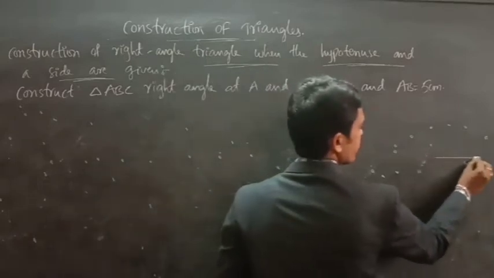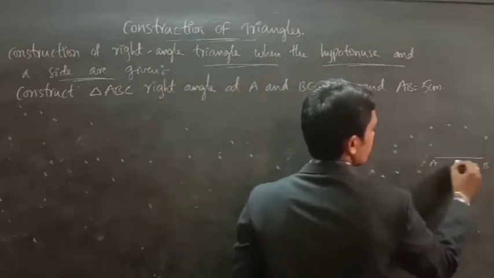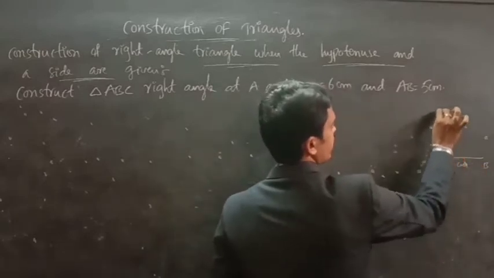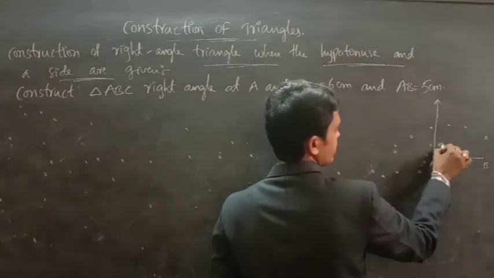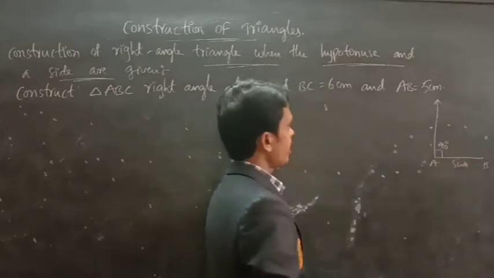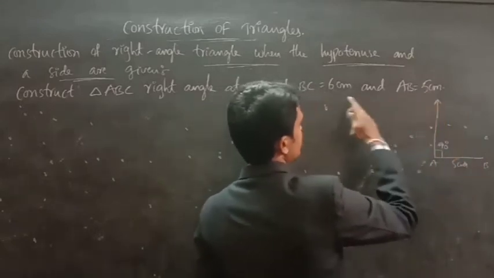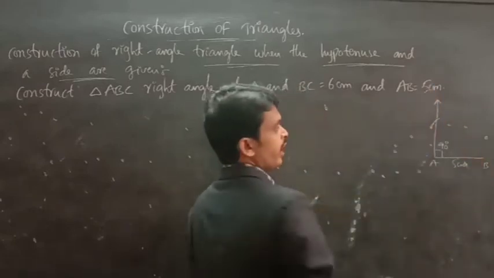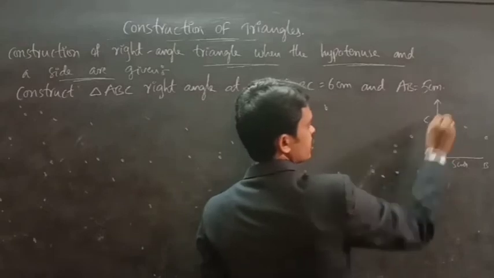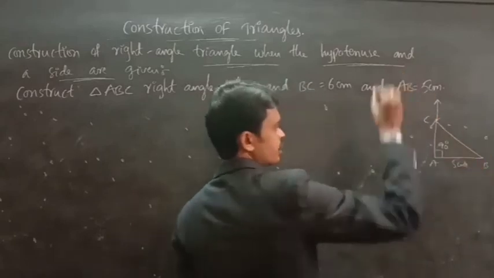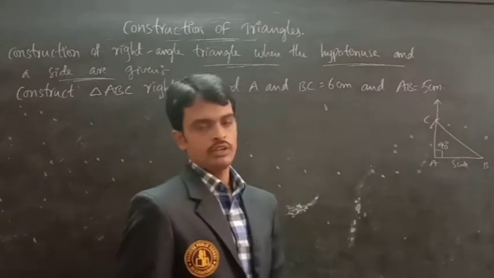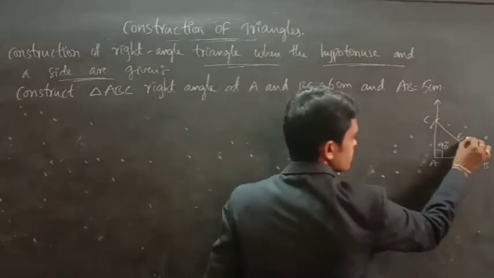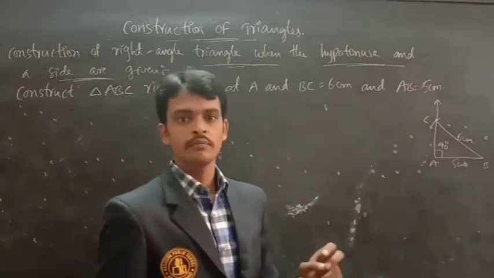So first we should draw a line segment AB 5 centimeters. After that we should draw a ray AX by making an angle of 90 degrees. And by using a compass with 6 centimeters radius we should draw an arc to intersect AX at C. Then we should join BC. The required triangle is formed. So like this we should draw a rough sketch first of all. This is 6 centimeters.